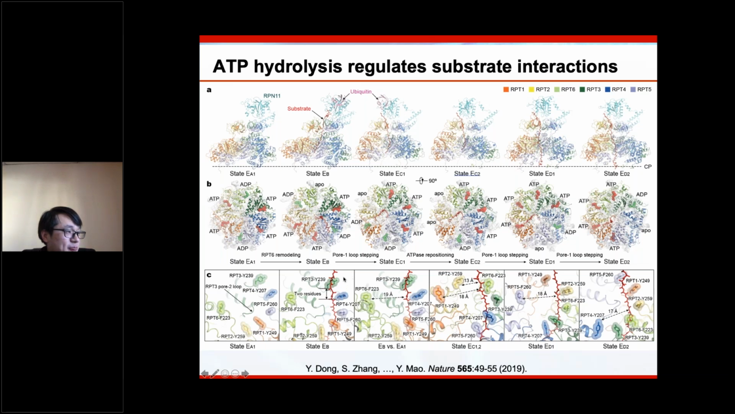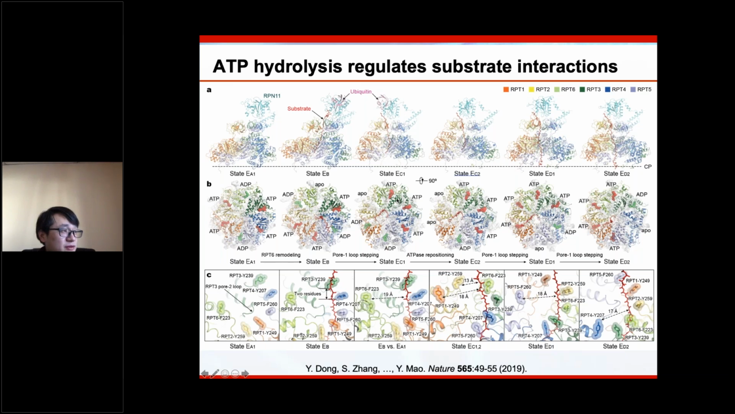You see the green tyrosine residue is the residue that's contacting the substrate main chain from the pore 1 loop. And this green tyrosine residue is kind of moving down. You see that in the EC1-2 state, it's moving down by around 2 residues on the substrate, and it's moving down continuously in ED1 and further down in ED2.